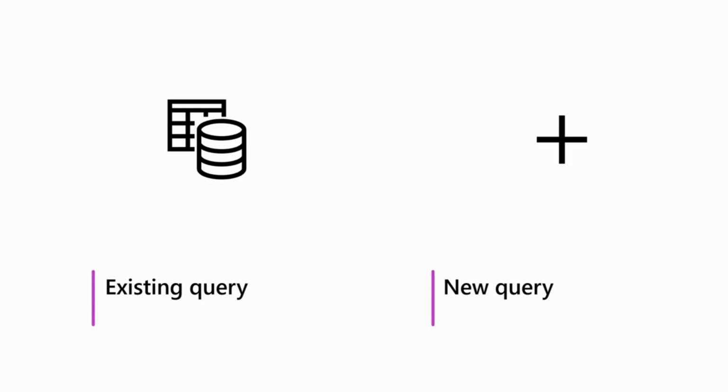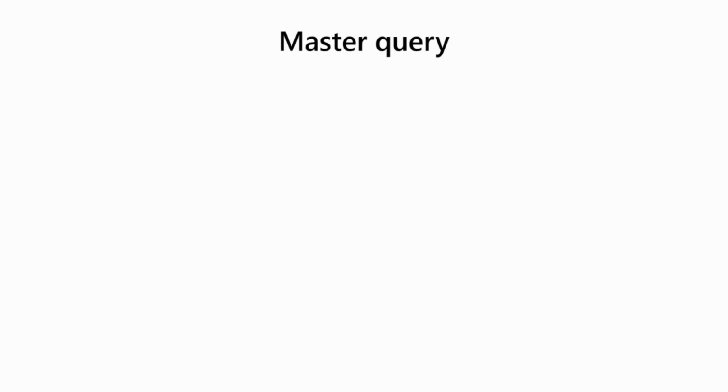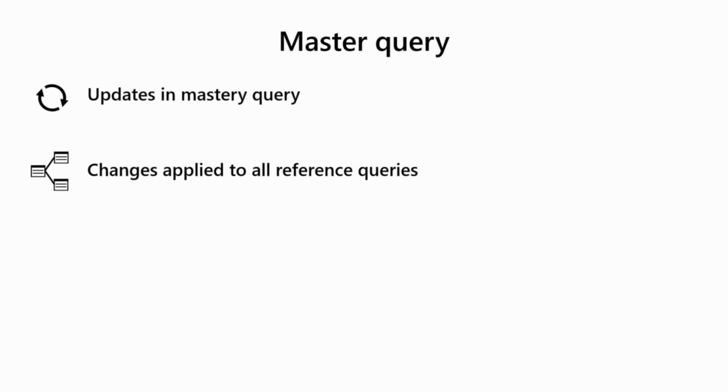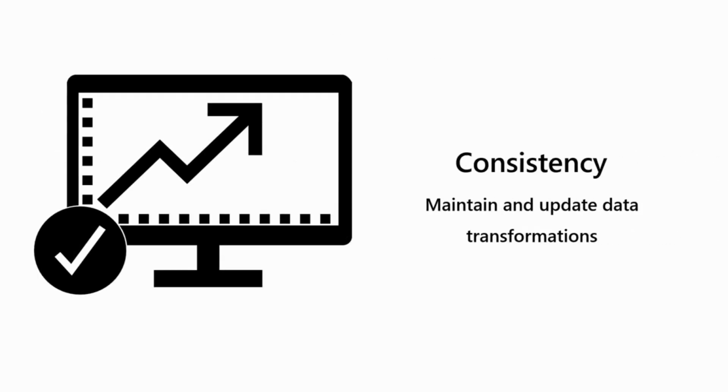By establishing a query reference, you can establish a connection between an existing query and a new query, enabling data flow across sequential models. Any modifications made to the original query will automatically apply to the referenced query, ensuring consistency and up-to-date information. Instead of modifying transformations individually in multiple queries, you can make updates in the master query, and those changes will be automatically applied to all reference queries. This provides cohesion and makes it easier to maintain and update your data transformations.